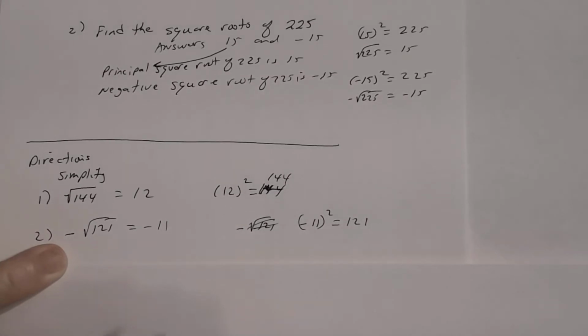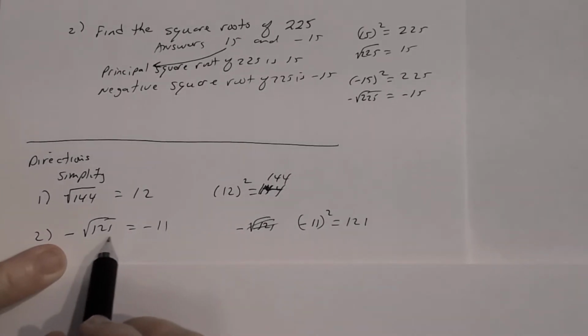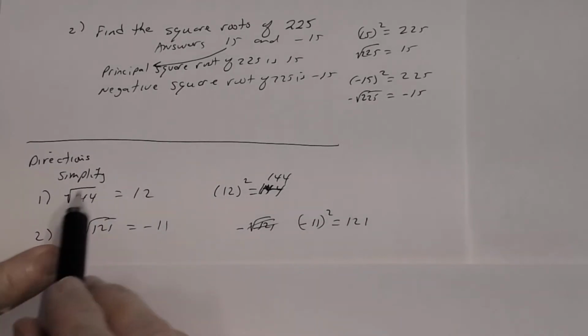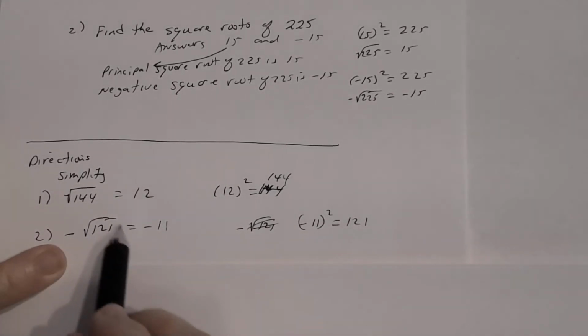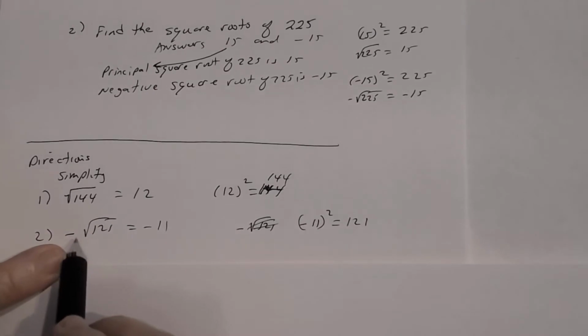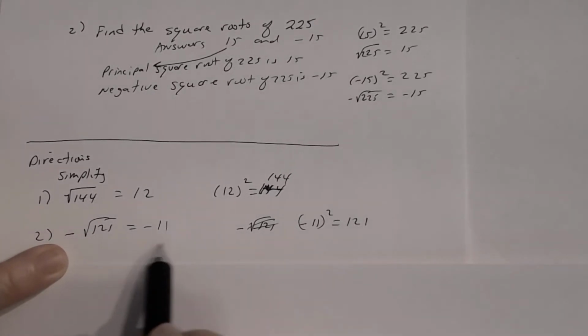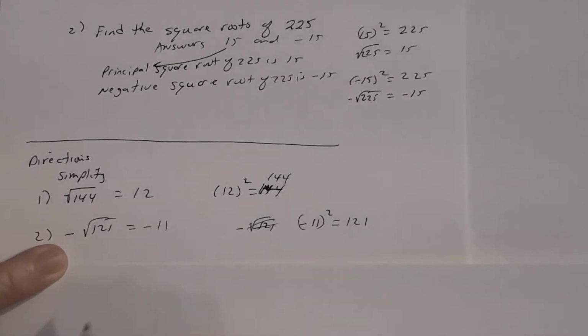All right, so always think about this idea when you're finding square roots. What number times itself is the radicand? Just make sure it's negative in this case. And so you get negative 11. So negative 11 times negative 11 is 121.